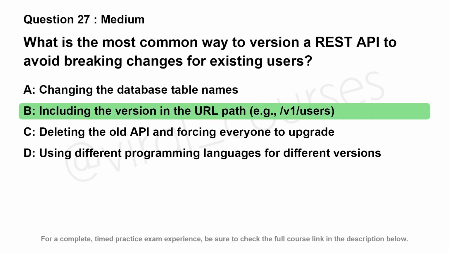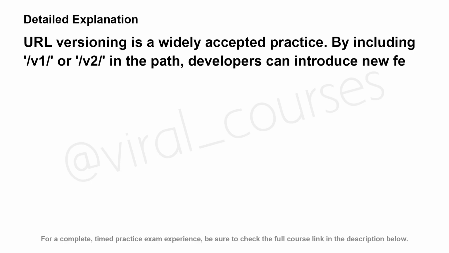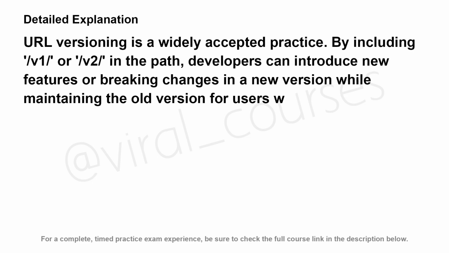The correct answer is B. URL versioning is a widely accepted practice. By including v1 or v2 in the path, developers can introduce new features or breaking changes in a new version while maintaining the old version for users who aren't ready to migrate yet.